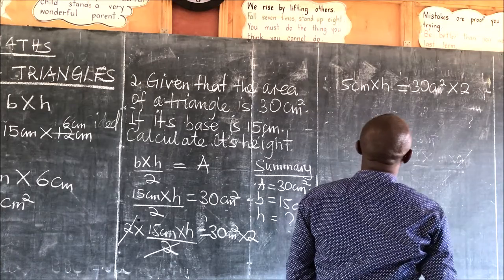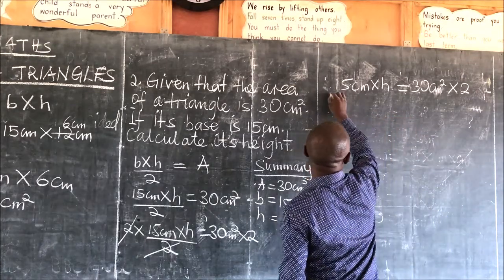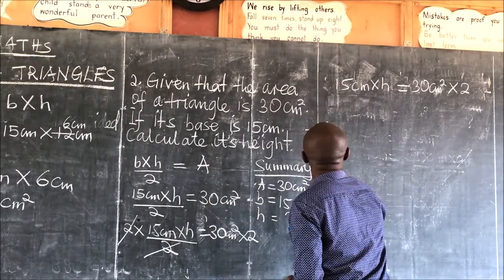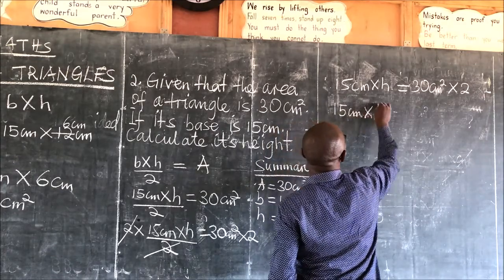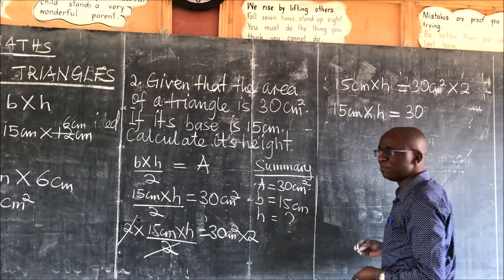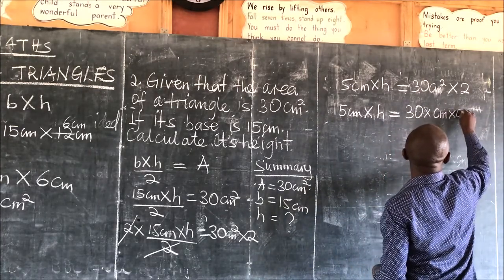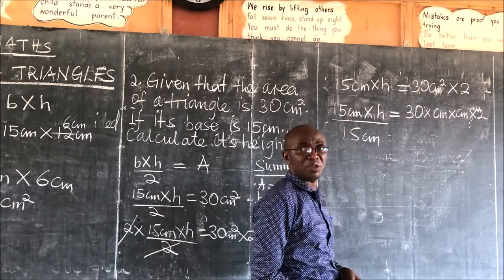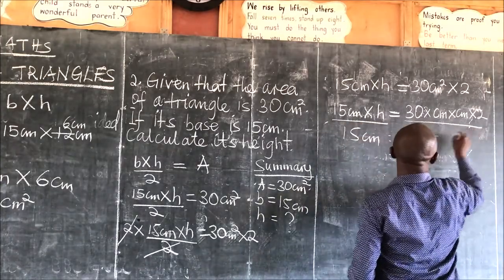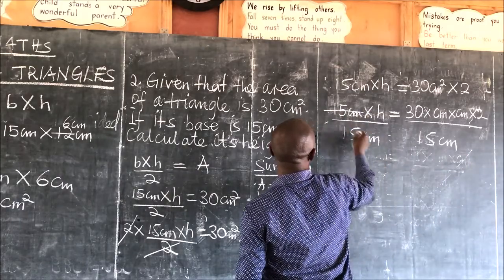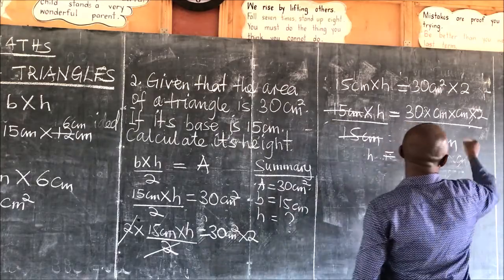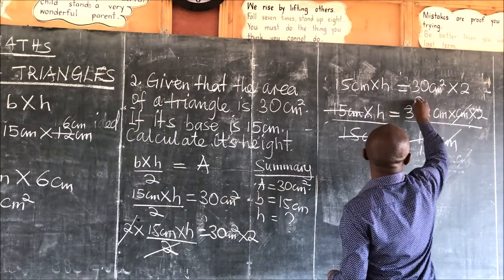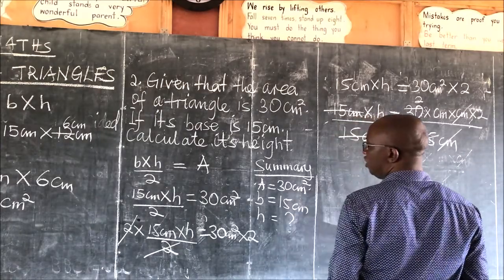So now we want to eliminate 15 and the units. So we are going to divide both sides by 15 centimeters. Now before we do that, we have to expand the other one. This is 15 centimeters times h is equal to 30 centimeters. Cm squared means you multiply cm twice. So divide by 15 centimeters, because why do we divide by 15 centimeters? Because we want to remain with h alone, which is the height. Divided by 15 centimeters, this will go with that, remain with h. So this unit will go with that unit. So 1 by 15, twice. Are we together?